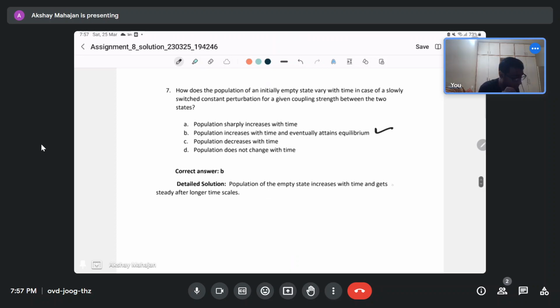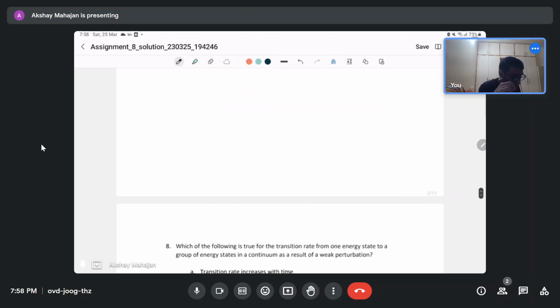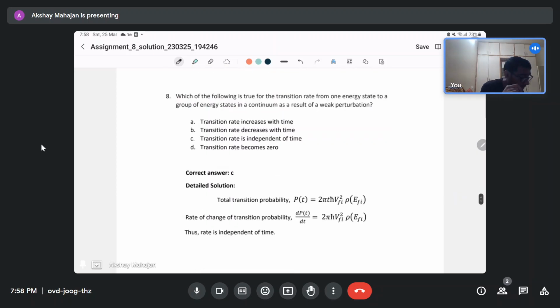Okay, so the answer is B. Now, which of the following is true for the transition rate from one energy state to a group of energy states in a continuum as a result of weak perturbation? Now, this is given by Fermi's Golden Rule, which is given here by h square V_fi square rho. So, what are the things which are true?